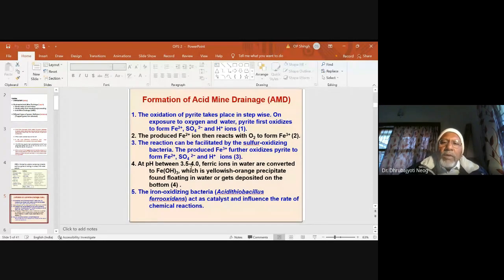At pH between 3.5 and 4, ferric ions in water are converted into iron hydroxide, which is a yellowish orange precipitate found floating in water or deposited on the bottom. So ferric ions precipitate and form iron hydroxide, which is a yellow colored precipitate, and either it is found floating or at the bottom of the water bodies. The iron oxidizing bacteria such as Acidithiobacillus ferrooxidans and other species act as catalyst and influence the rate of chemical reaction.